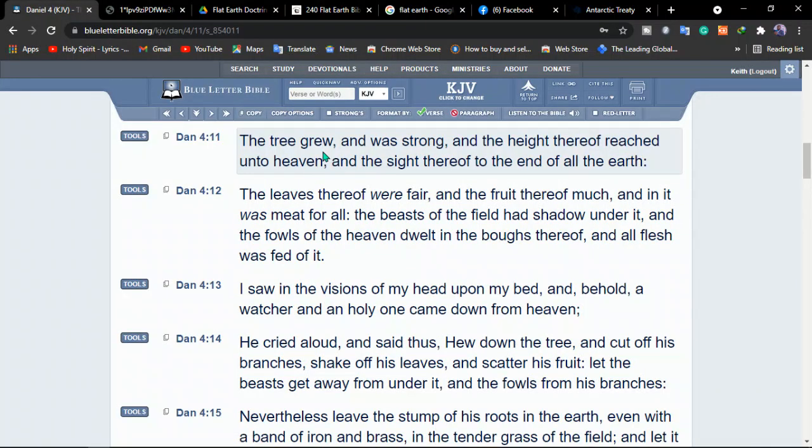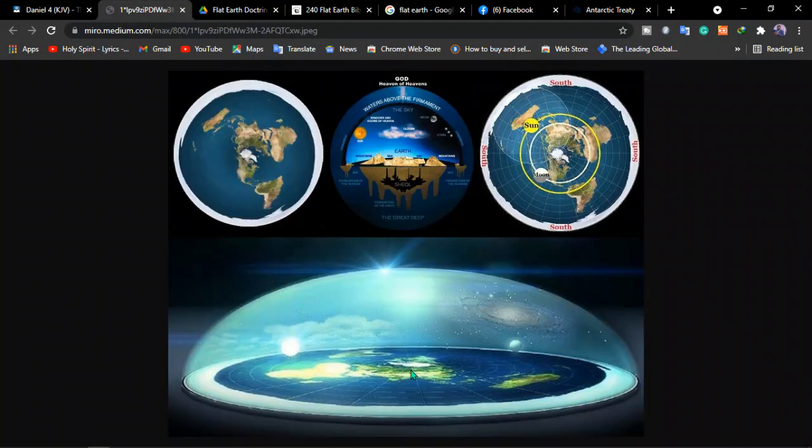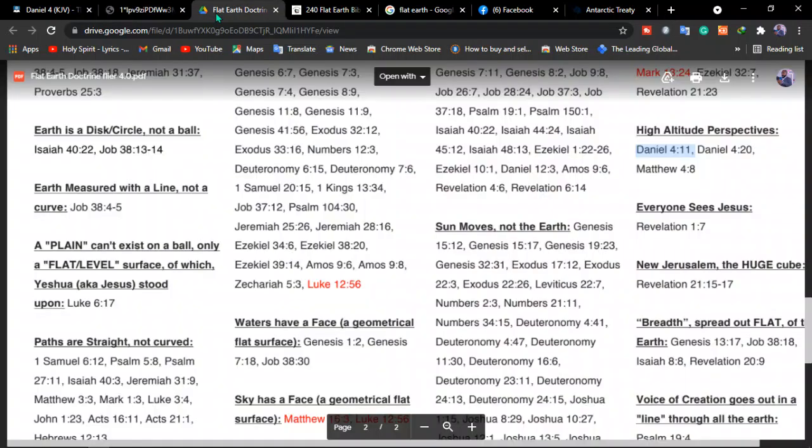The tree grew and was strong, and the height thereof reached unto heaven, and the sight thereof to the end of all the earth. Now, how can a tree, which is here in the middle of the earth, be seen by everyone on the earth? It means that tree is on a flat earth. That's why you can see it from here, from here, from here, from everywhere, because that tree reached up to the heavens. It was a big tree. So everybody could see it. How can you see it on a sphere? You can't.